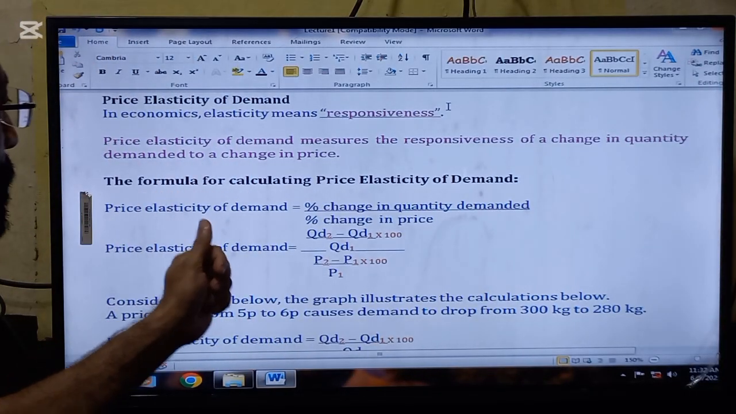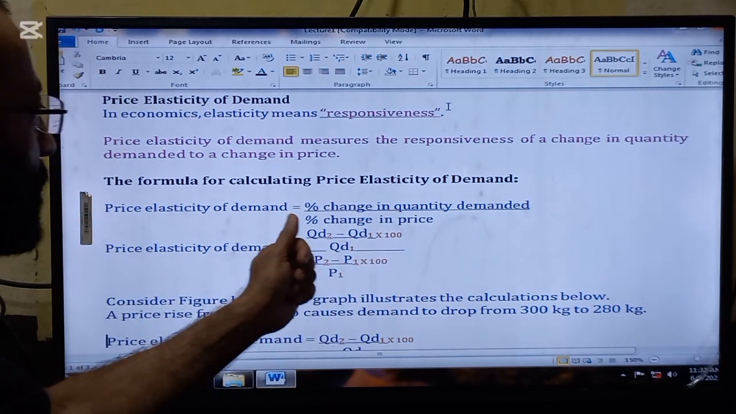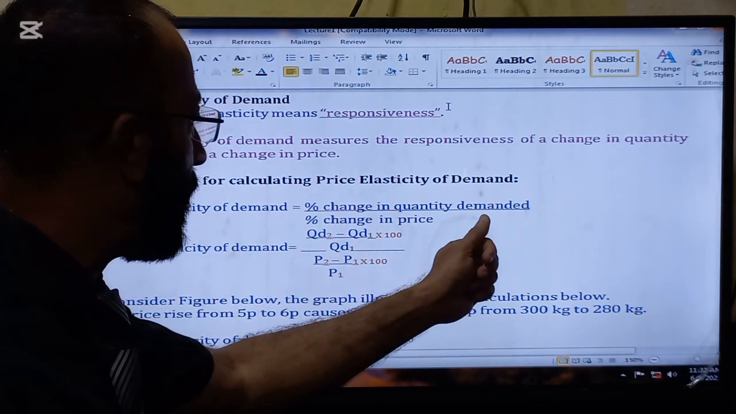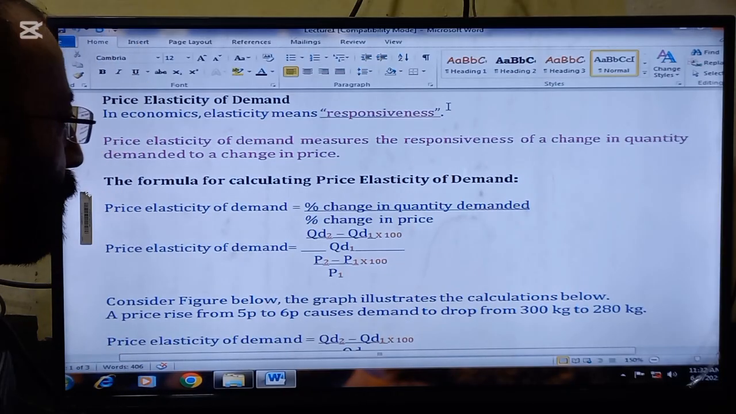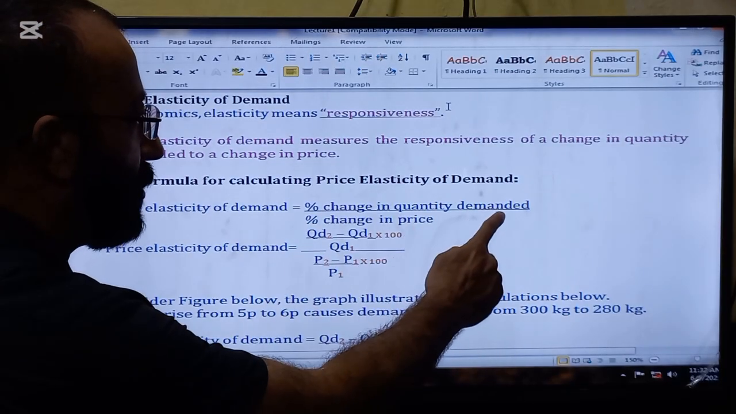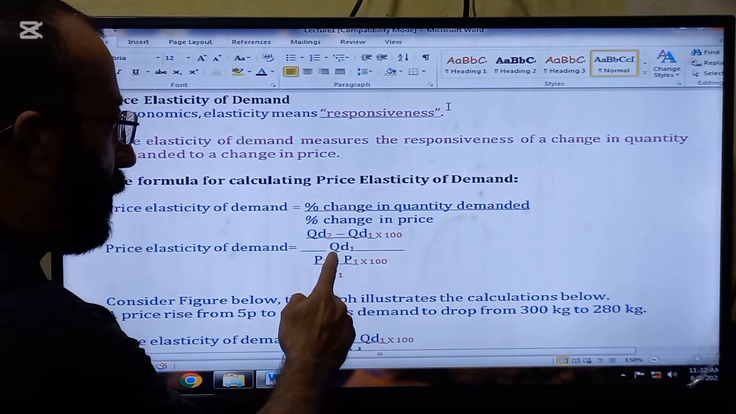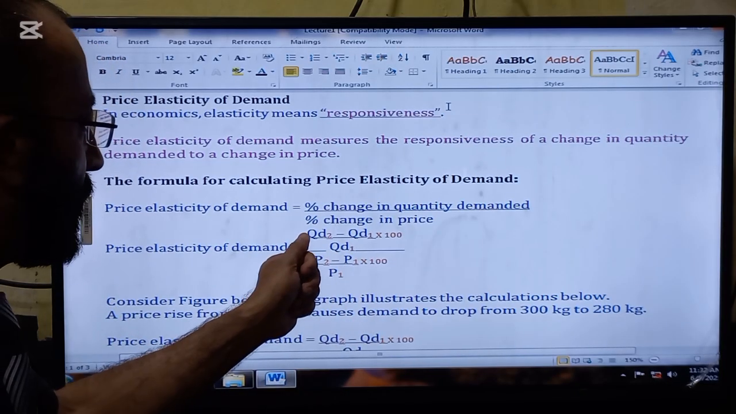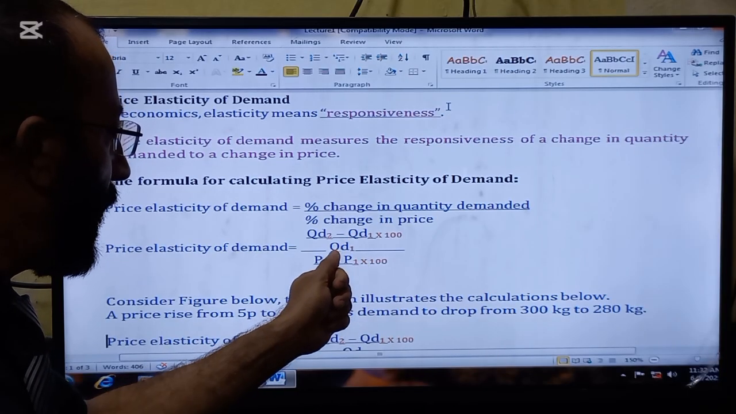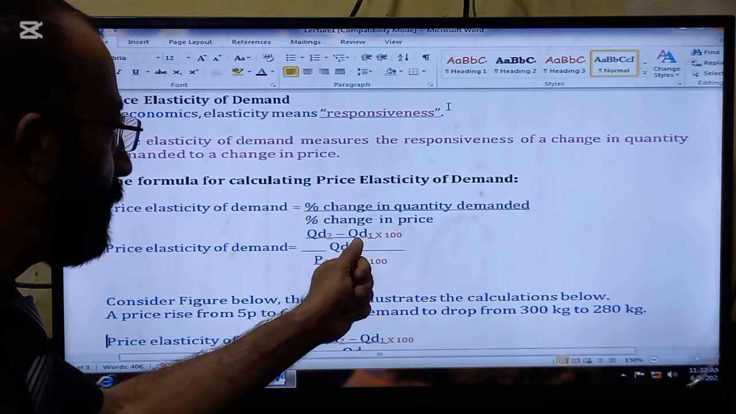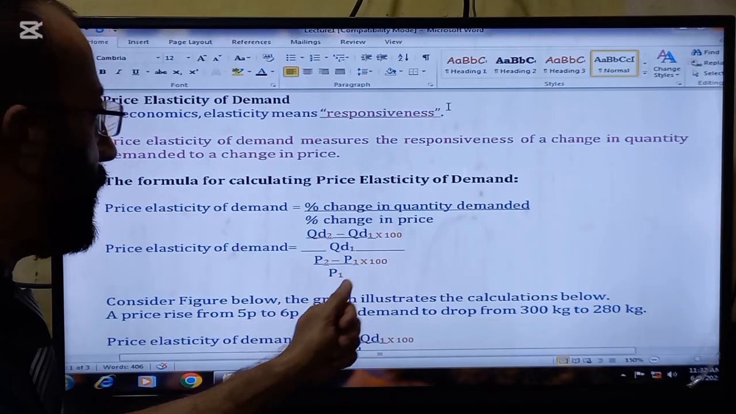The formula for calculating price elasticity of demand is percentage change in quantity demanded over percentage change in price. And the formula for the percentage change in quantity demanded is QD2 minus QD1 over QD1. This is the new demand, and this is the original demand. So 1 stands for original and 2 stands for new, multiplied by 100.